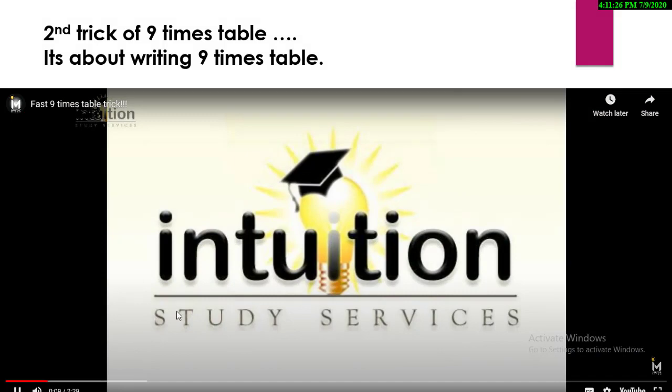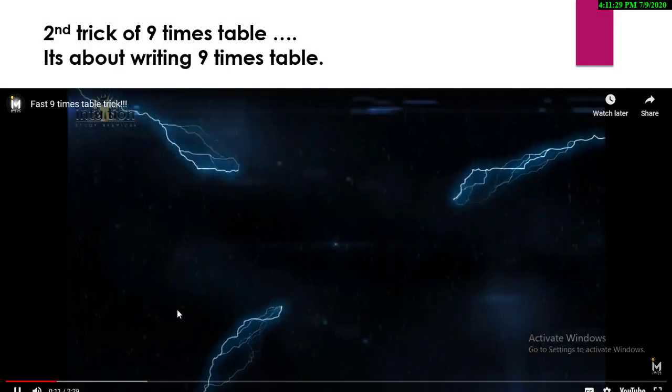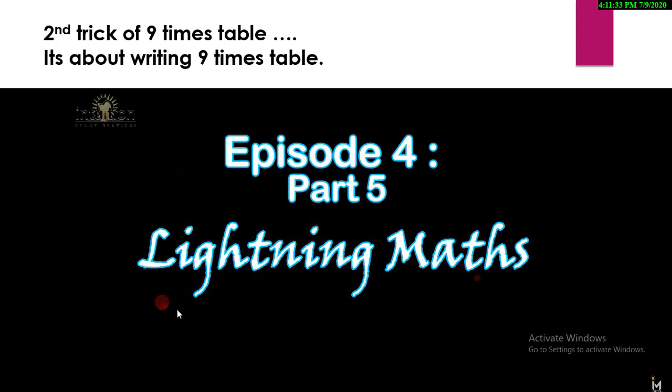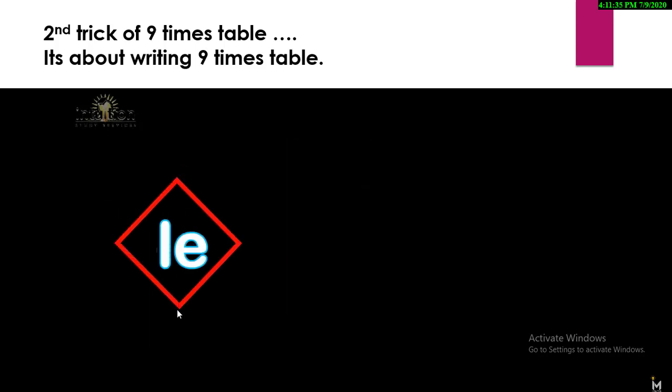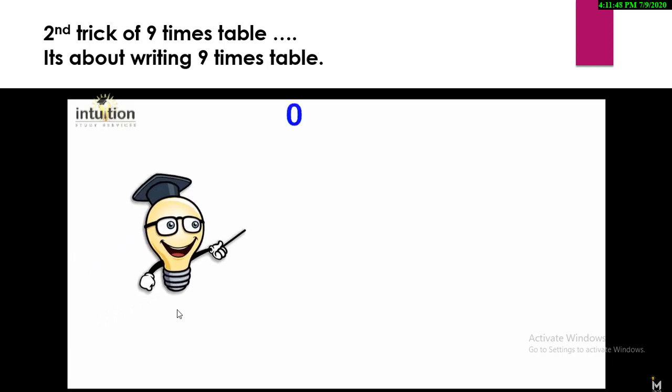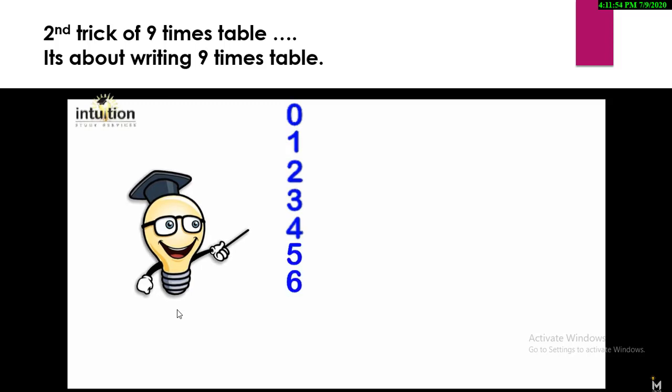Looking at another variation of lightning maths. The quickest, fastest and easiest way to learn, remember and know the 9 times table in just a few seconds. So let's take a look. Okay, so the first thing that you want to do is write the numbers from 0 to 9 going in ascending order, and write that downwards in a list. So write 0, 1, 2, 3, 4, 5, 6, 7, 8 and 9.